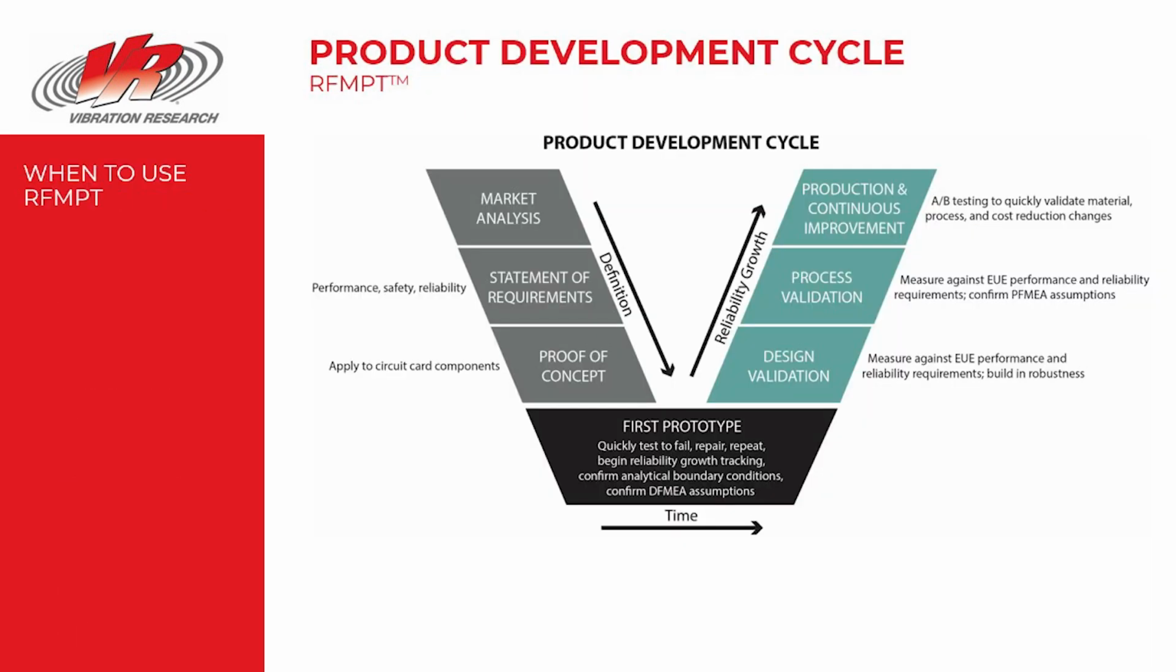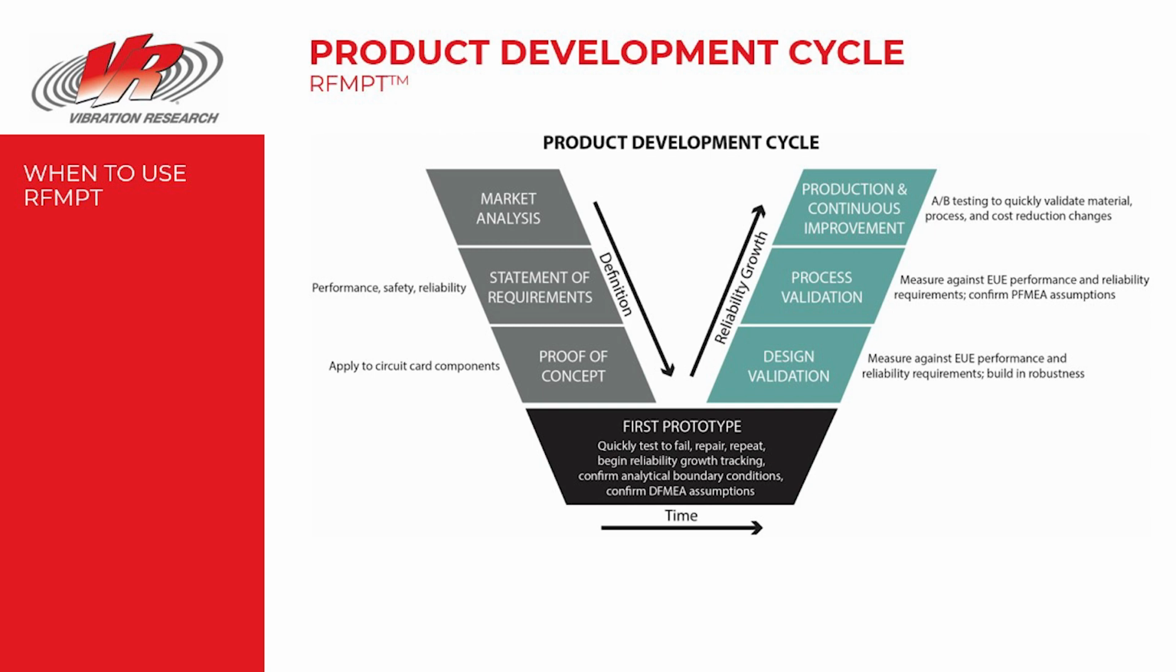RFMPT can identify design weaknesses anywhere in the product development cycle, whether early in the concept phase or as a way to ferret out manufacturing defects before production, or for continuous improvement once the product is in the field.